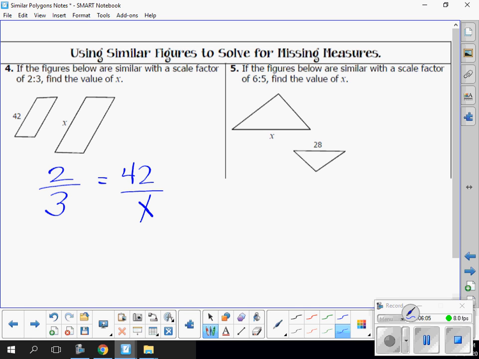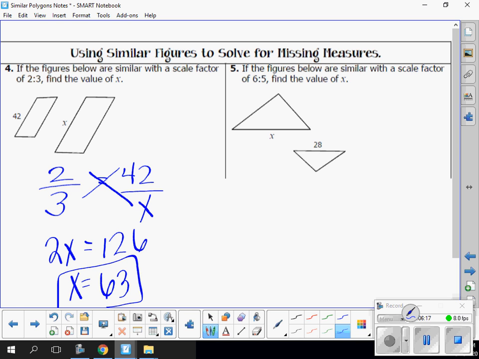I want to solve this. It's a proportion. I'm going to cross multiply. What's diagonal from each other? And then divide, and you'll get 63. And you can actually set that up, and you can do 42 divided by 63, and it should still get you 2/3. Go ahead and pause that video and try number 5 on your own. Make sure you're going in the right order, 6 to 5, so are we going bigger to smaller, smaller to bigger, and set up that fraction properly.